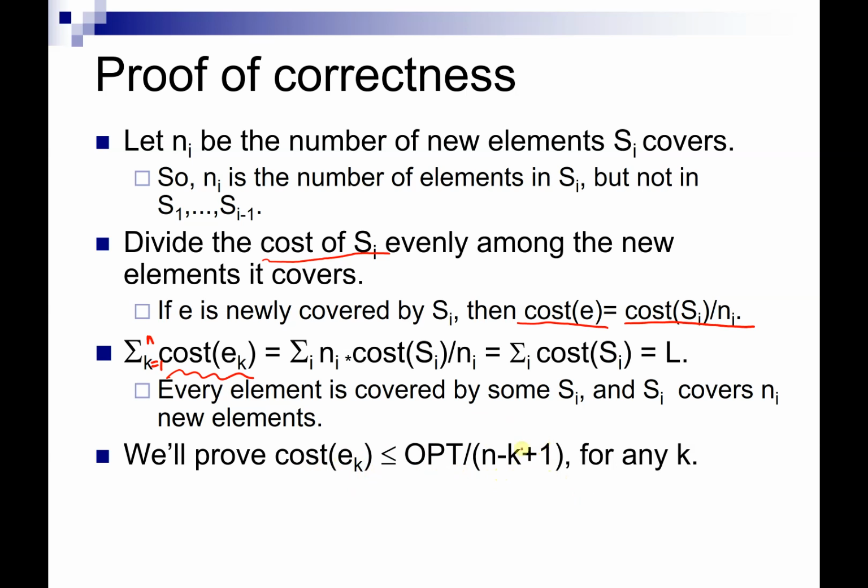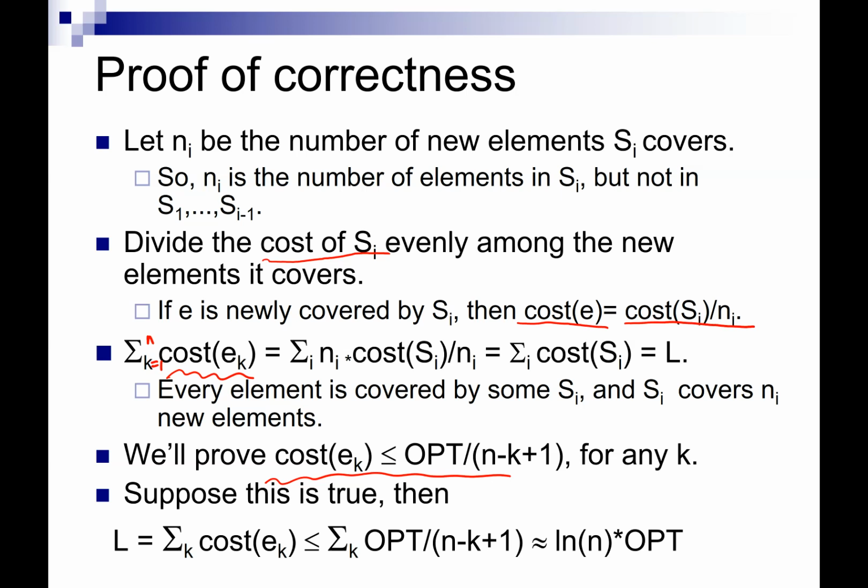Initially for k equals 1, the cost to cover E1 is at most going to be optimum divided by n. But for k equals n, let's say, for the final element that's being covered, all that this bound says is that the cost to cover the final nth element is going to be at most opt divided by 1. So that's possibly a very large cost. But we're going to show this for every k from 1 to n.